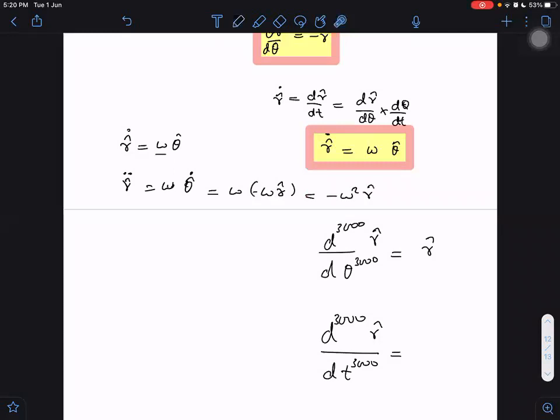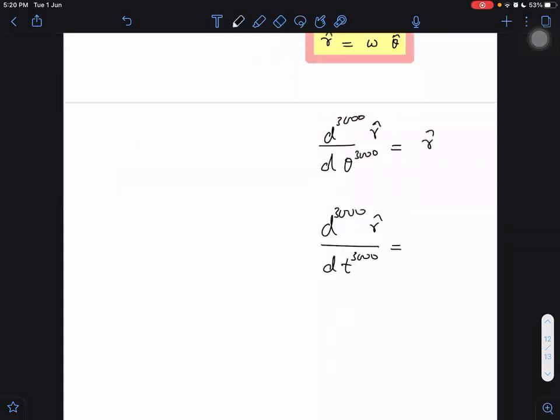Notice, r cap double dot is minus omega square into r cap. So when we take the double derivative, omega also becomes squared. When we take the triple derivative, omega will be cubed. For the fourth derivative, omega will be raised to the fourth, like that only. So finally, we will get omega raised to the power 3000 multiplied by r cap. That is the answer.